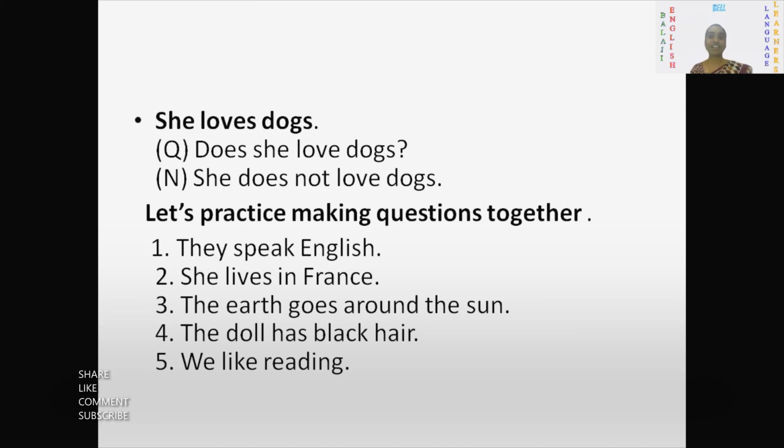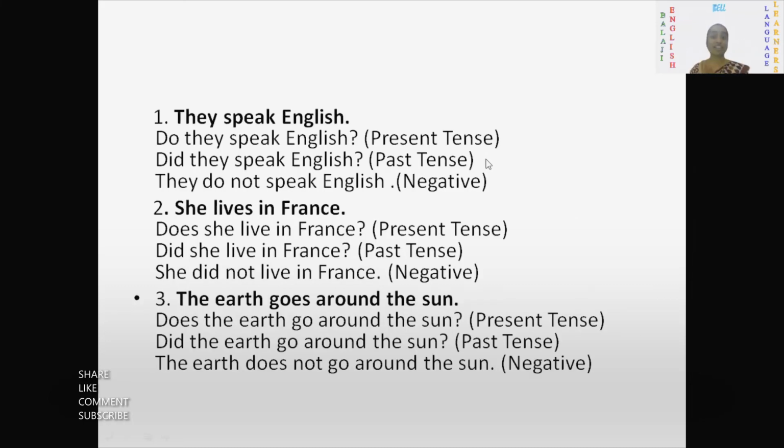Okay, that's a little trick where I can help you out in practicing. Next, the answers are given here like this. They speak English, I said. Do they speak English? is a present tense. Did they speak English? is a past tense. They do not speak English is a negative tense.